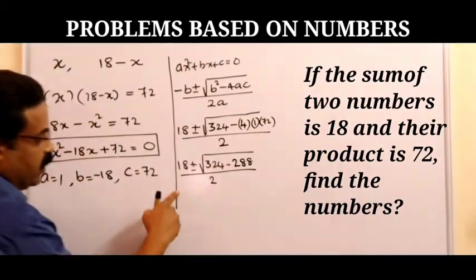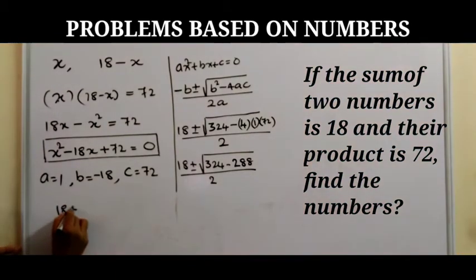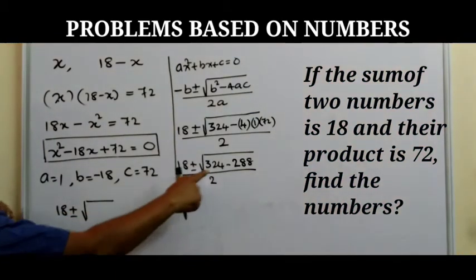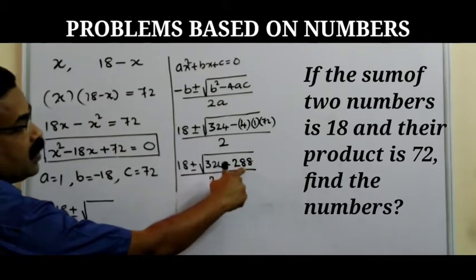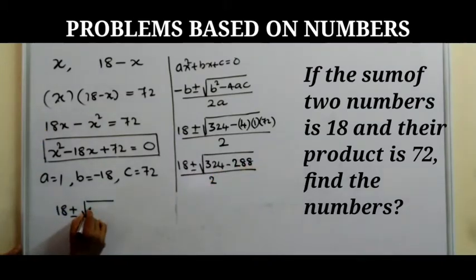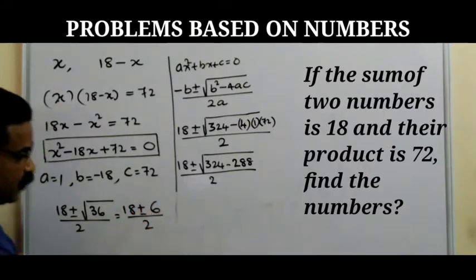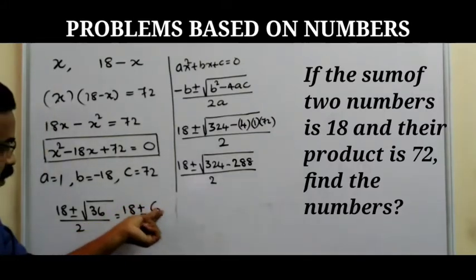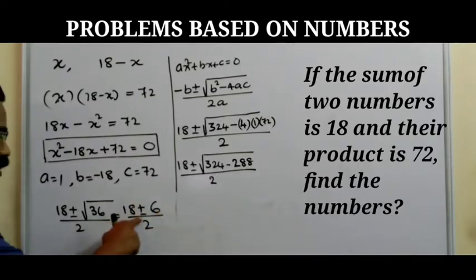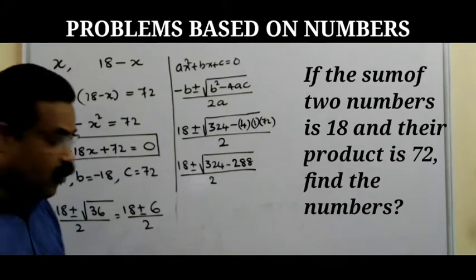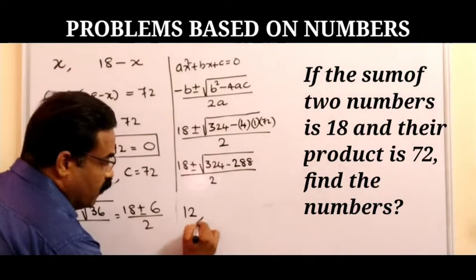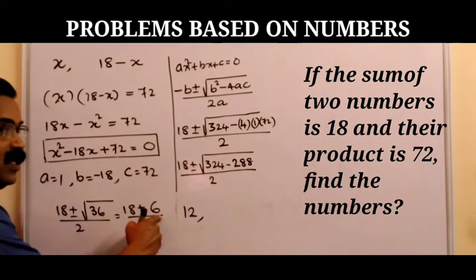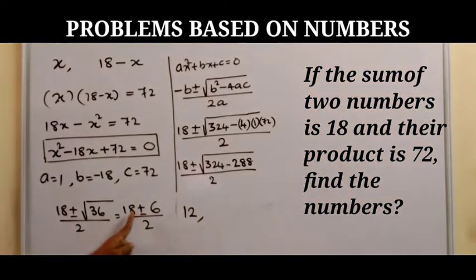Divided by 2. So when I solve this, what will I get? 18 plus minus root of 324 minus 288, which is 36, divided by 2. So I'll get 18 plus minus root of 36, which is 6, divided by 2. Now we got two values here, 18 plus 6 and 18 minus 6. 18 plus 6 becomes 24, 24 divided by 2, the first number is 12. 18 minus 6 is 12, 12 divided by 2 is 6.